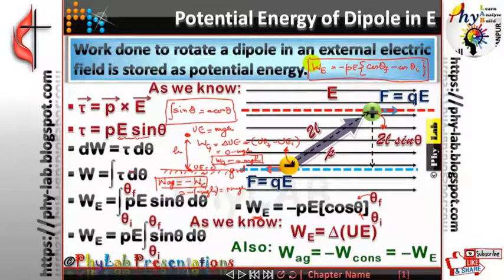You should always remember the conservative forces, or the conservative field, always tries to reduce the potential energy. They try to bring the potential energy down. Is that clear? So this is the work done by the electric field in rotating the dipole from theta I to theta F. Let's substitute it over there. So this is the expression I've got, work done by the field.